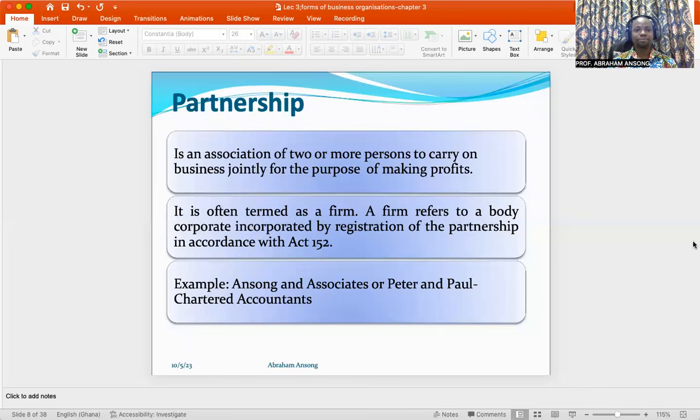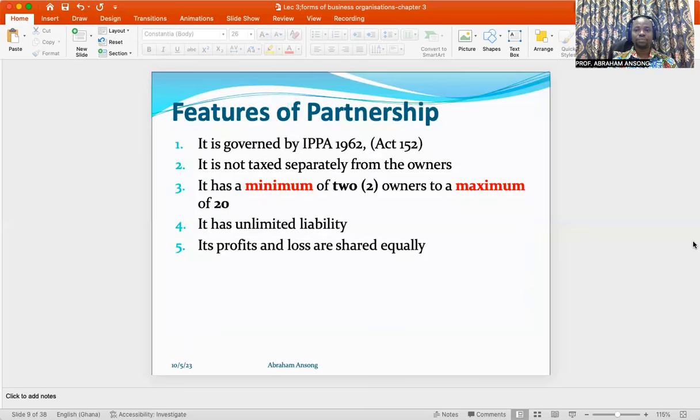So I think it's coming from our everyday knowledge of the word partnership. To partner with somebody basically means you come together to work on a particular assignment or task in order to achieve a particular result. In the context of a business, it is the two or more of you coming together to run a business in order to share the profits that may accrue from that. Okay, so in Ghana, it is governed by the Incorporated Private Partnership Act 1962, Act 152.